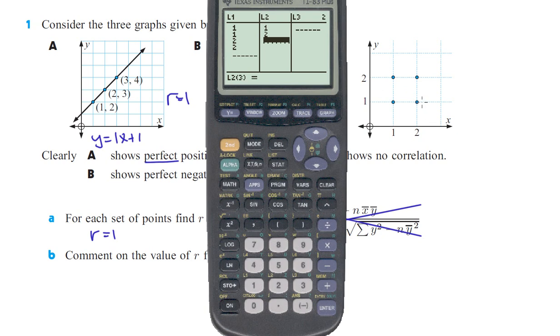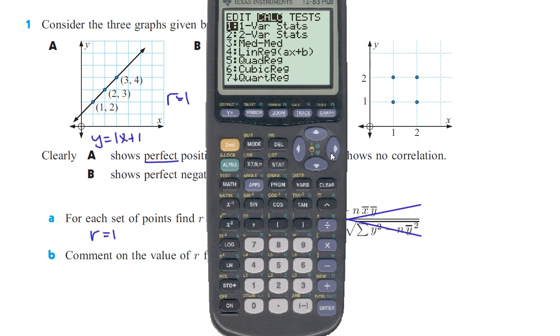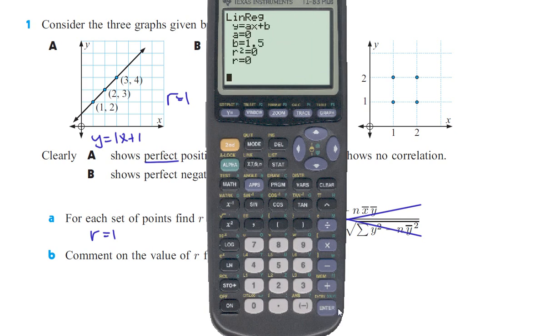Okay, over here we have 2, 1, and 2, 2. All right, now we go to stat. Calculate our linear regression. Let's see what happens now.